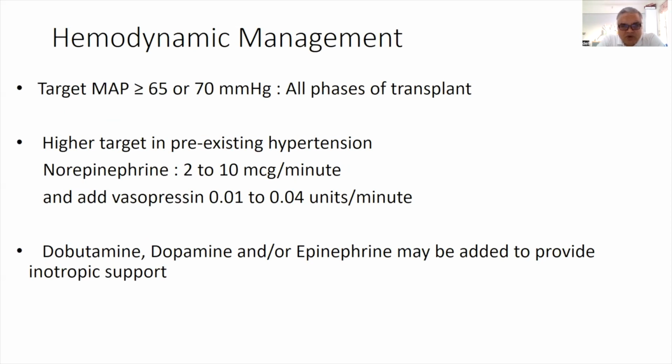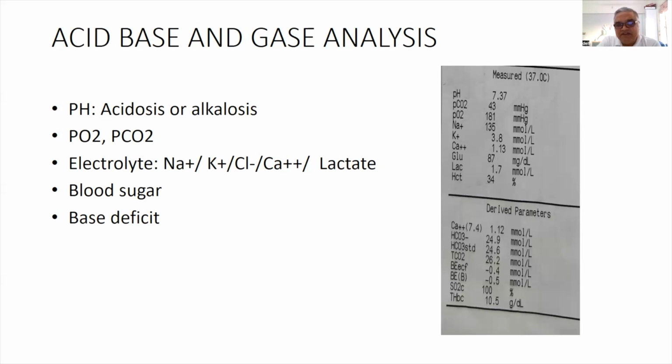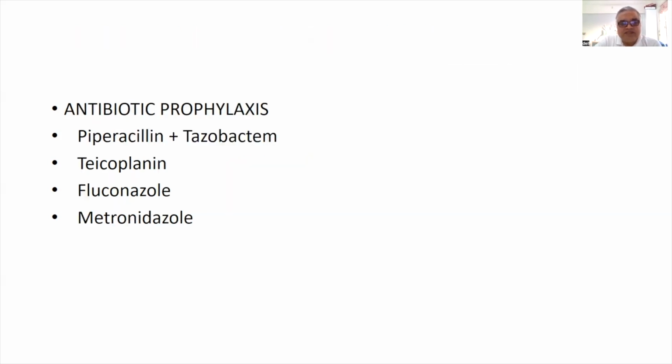Norepinephrine, vasopressin, not many times required, but if you require a second vasopressor, we are using vasopressin and terlipressin. Dobutamine, dopamine, epinephrine are generally not needed where you try to manage with the cardiac output monitor. If required, some centers are using adrenaline, but dobutamine almost nobody is using. This is an ABG, a perfectly fair ABG where lactate is 1.7, sodium, potassium, everything is okay. We are happy, no acidosis. It's at the beginning of the case. Antibiotic prophylaxis: piperacillin, tazobactam, teicoplanin, and fluconazole. Metronidazole, few surgeons use. We have stopped using metronidazole because there is not much bowel handling in our situations.